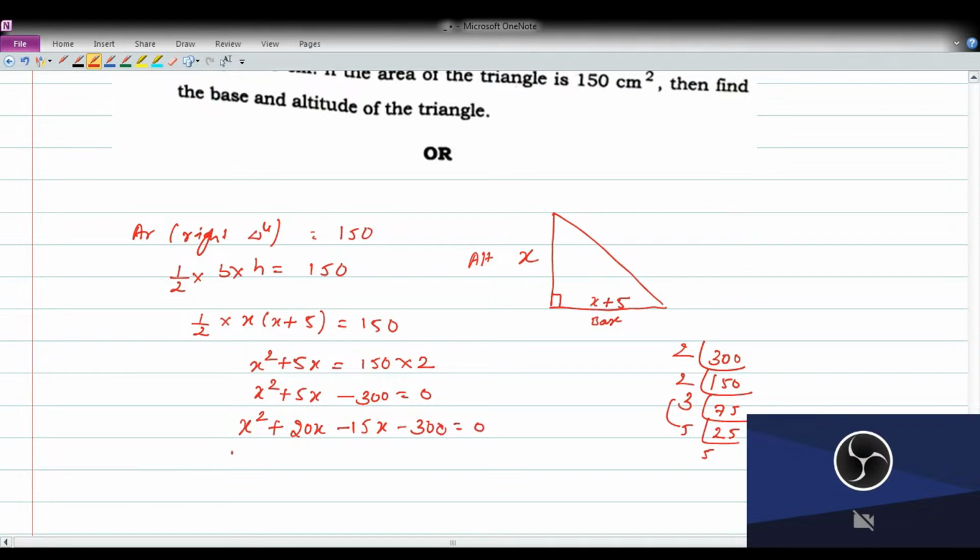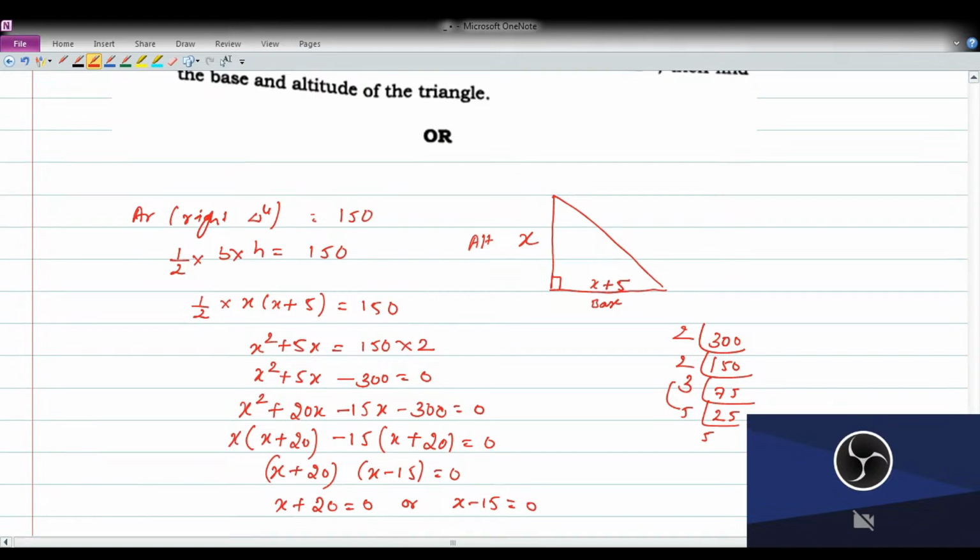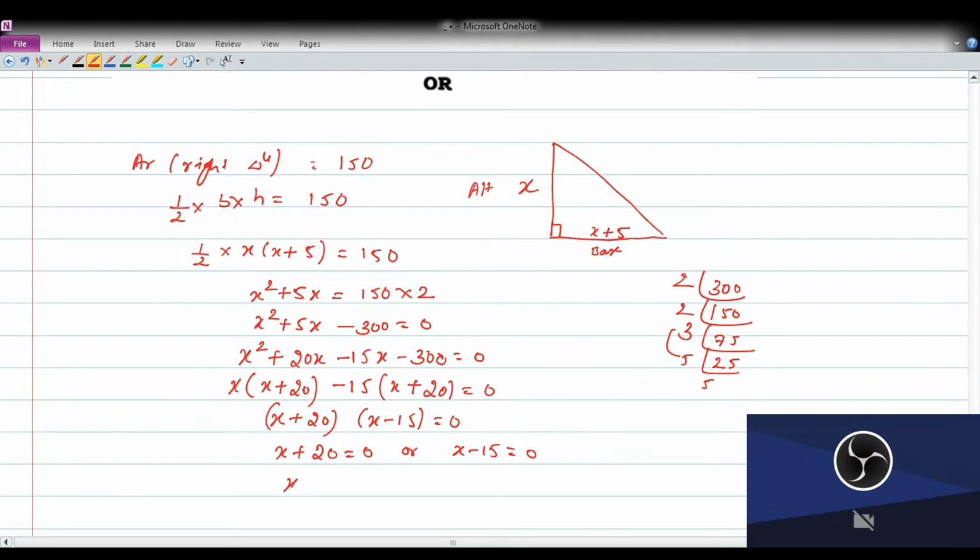If I take x as a common factor, I will get x plus 20. If we take minus 15 as a common factor, x plus 20 again. If we take x plus 20 outside, we are going to get x minus 15 equal to 0. So x plus 20 equal to 0 or x minus 15 equal to 0. Now x will be equal to minus 20 or x will be equal to plus 15. As the length cannot be negative, this value is not possible. So we need to consider only x is equal to 15.